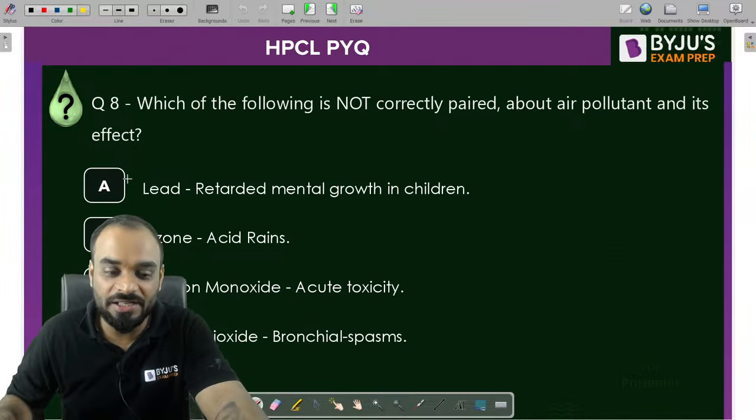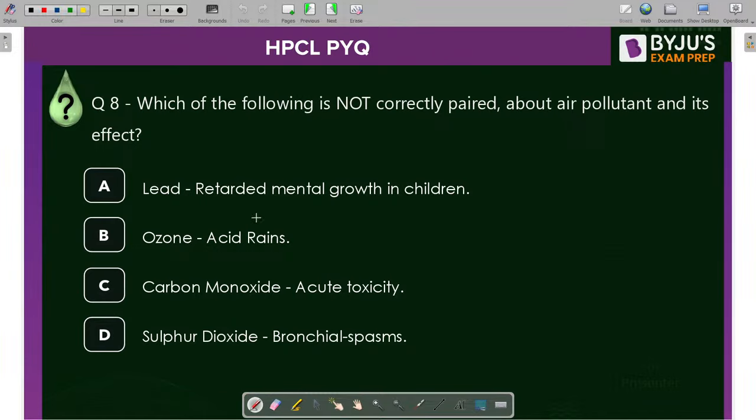The next question is related to your air pollution part, in which we have one air pollutant and its effect. So you need to think about which combination is not correct. B, very nice. Ozone is not a component of acid rain, right? We know that due to ozone, we may have a photochemical reaction. That is photochemical smog, right? But acid rain is not due to ozone. That's why B is the correct answer over here.